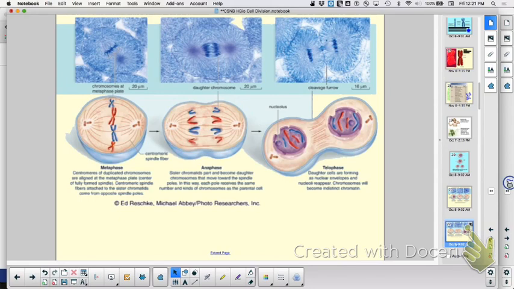All right, so let's go over mitosis. First, put down your lunch for just a second. That looks really good.